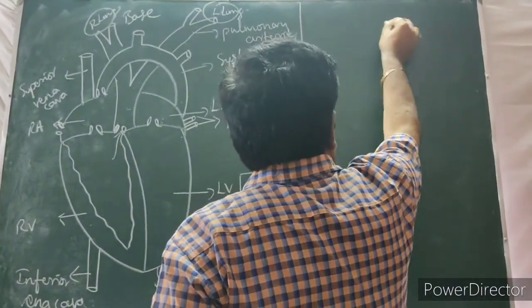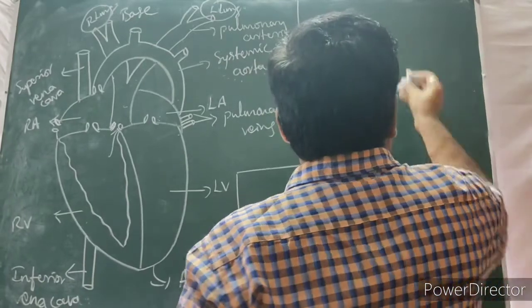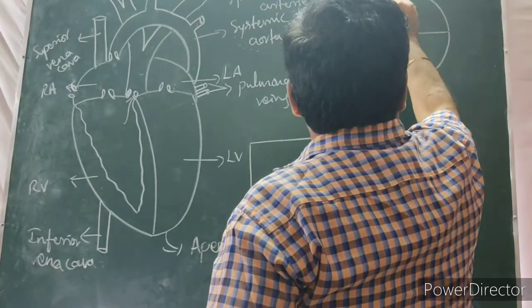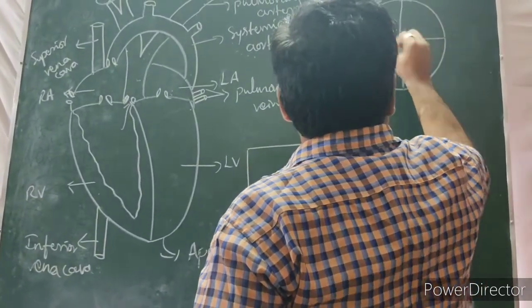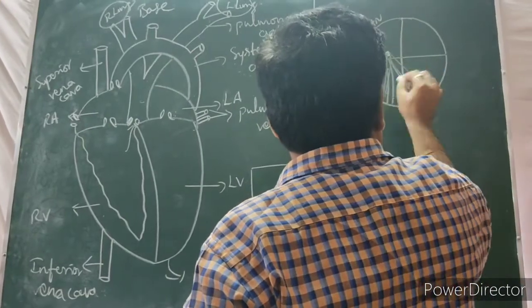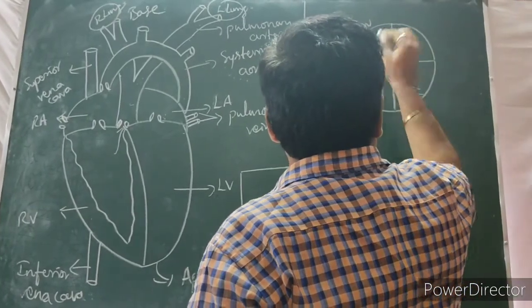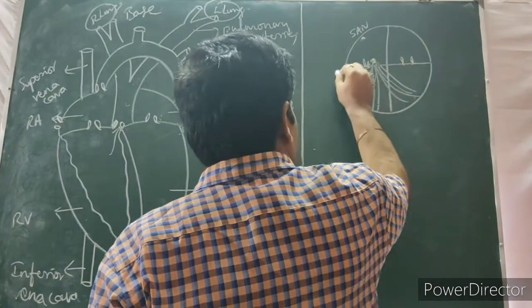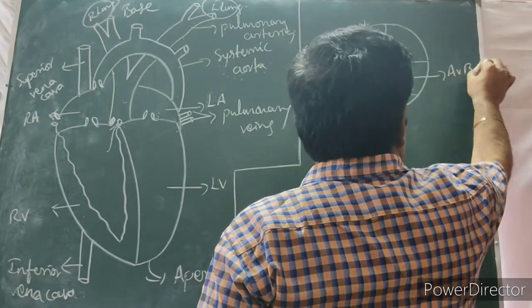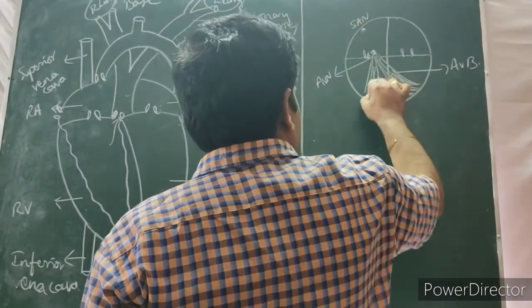If you see the heart, here is the SAN, this is the AVN, then the AV bundles, then the smaller fibers are called the Purkinje fibers.